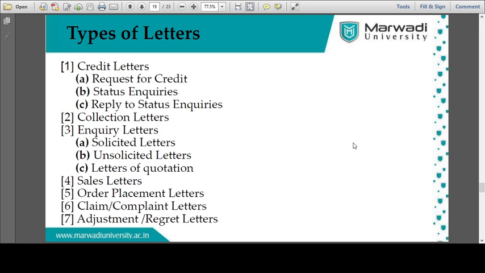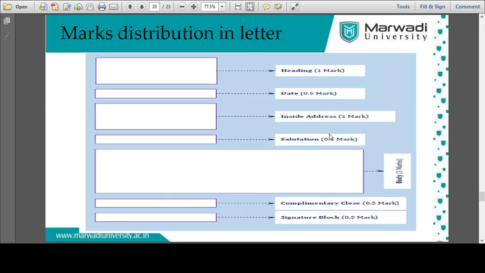Again, in inquiry letter there are three subcategories. One is solicited letters, second is unsolicited letters, and third is letters of quotation. The fourth one is sales letter, fifth is order placement letters, sixth is claim or complaint letter, seventh is adjustment or regret letters. We will see each and every letter in detail one by one afterwards, if time permits.